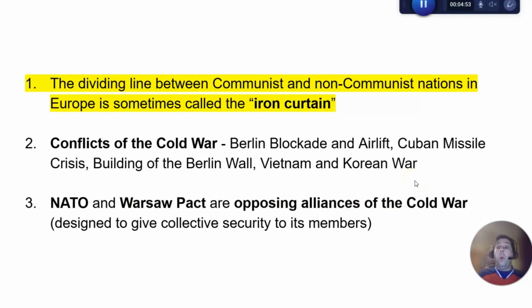There we go. Winston Churchill gives a speech where he says an Iron Curtain has descended across the continent. He is saying on one side is the Soviet Union and their allies, communism, dictatorship, no freedom. On the Western side is not communist, is the United States and their allies.